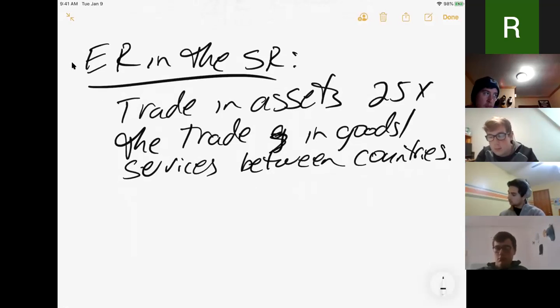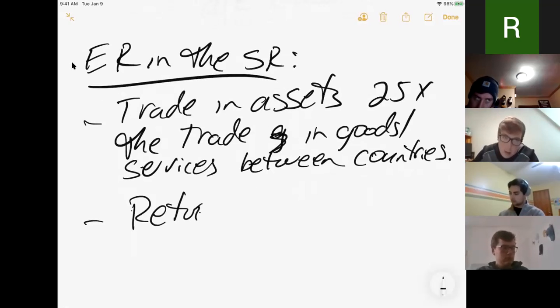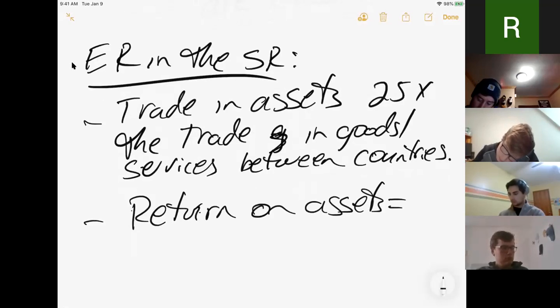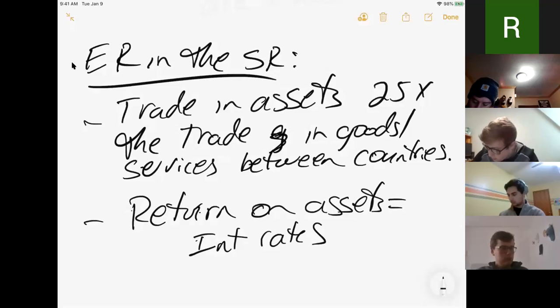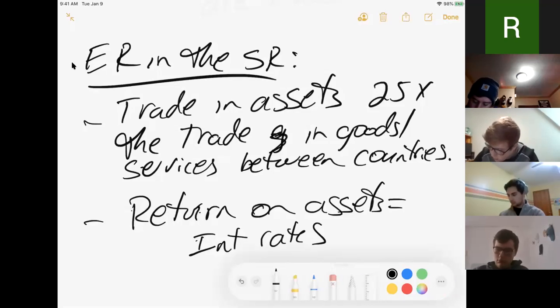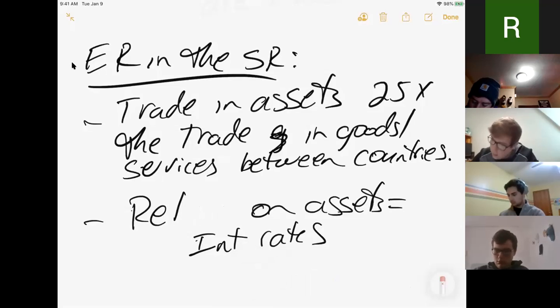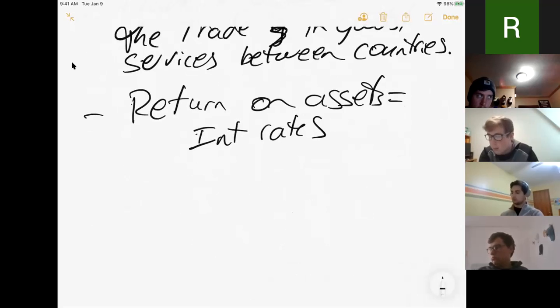And when we talk about asset prices, we're really talking about the return on assets, which is a big thing that drives exchange rates, right? Differences in the return on assets, primarily interest rates. So the return on assets or interest rates are a very important factor in what influences exchange rates in the short run. And so how do we explain this?